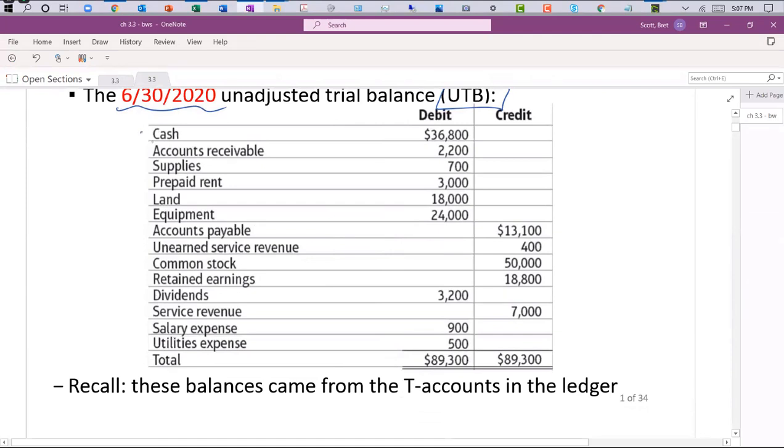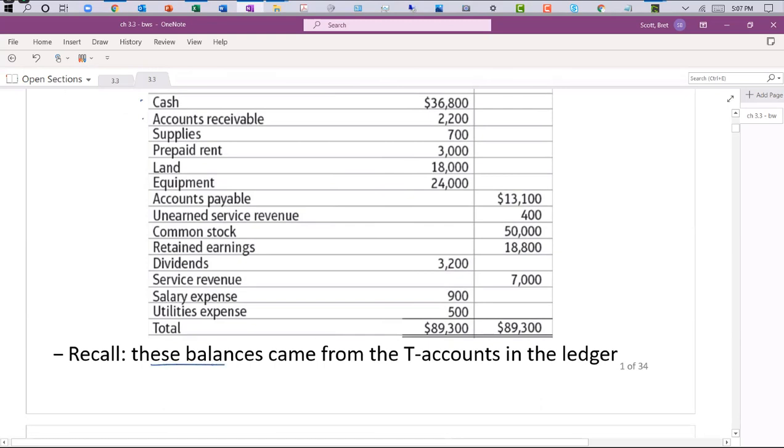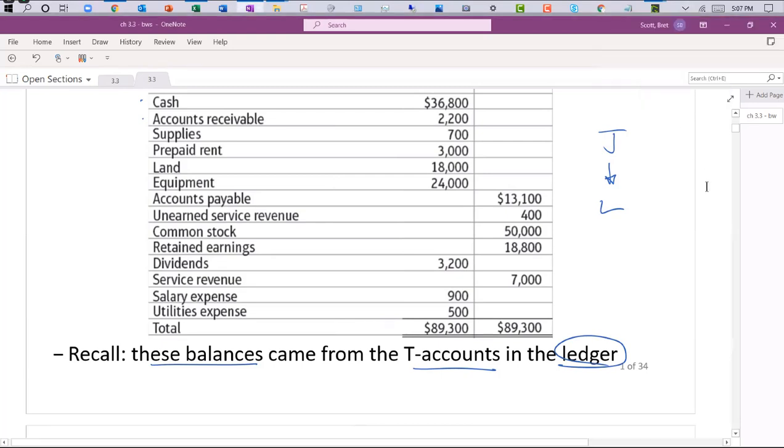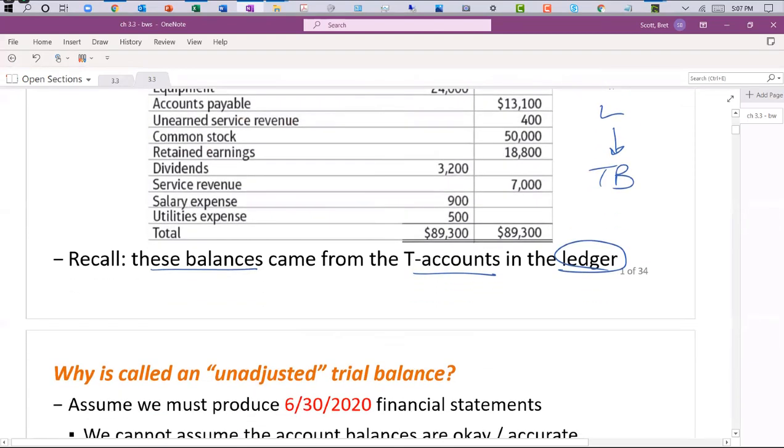We've got some cash, accounts receivable, et cetera. Recall these balances came from the T accounts in the ledger. So we need to remember that it goes from recording journal entries in the journal to posting the effects into the ledger. And then from the ledger, we post to the trial balance. So here we are at the trial balance.